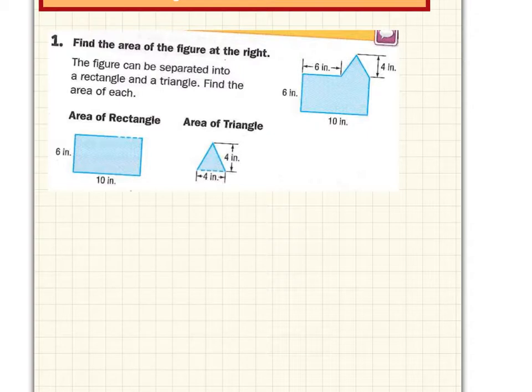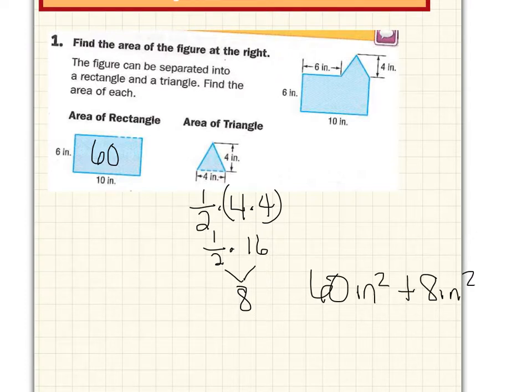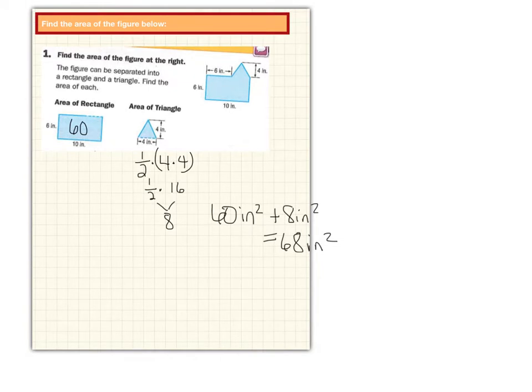Okay, the area of the rectangle is 6 times 10, which is 60. The area of the triangle is 1/2 times 4 times 4, or 1/2 times 16, which is 8. Okay, the sum of these would end up being 60 inches squared plus 8 inches squared, which equals 68 inches squared. That is not very difficult, is it? It's really pretty easy stuff. As long as you know your formulas, it's really not hard at all.